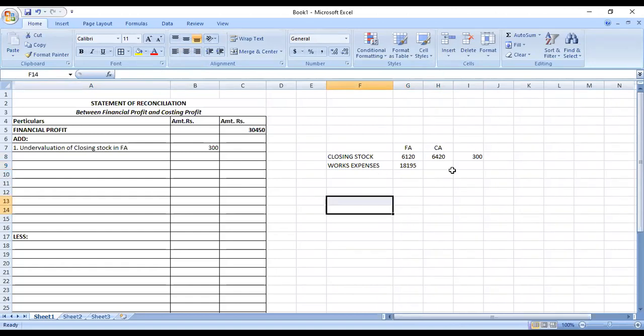100% of direct wages. So what is the direct wages? Direct wages कितना दिया student? That is 15,750. Okay. This is the direct wages given. Works expenses is 100% of direct wages. The direct wages कितना है? 15,750 है. तो works expenses कितना होगा? 15,750. तो what is the difference? Difference क्या है? 2,445. तो फाइनेंशियल अकाउंटिंग में हमने ज्यादा लिया, कॉस्टिंग में हमने कम लिया.